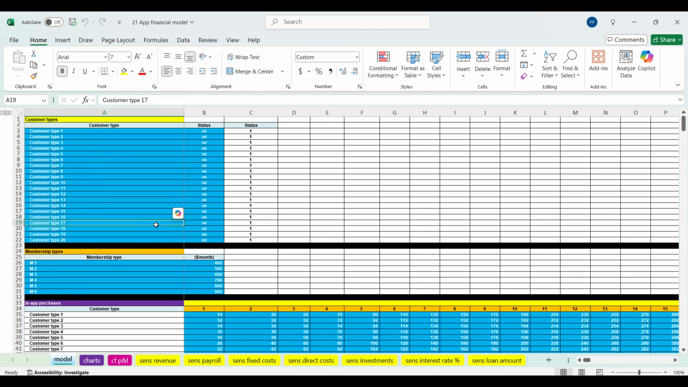So I hope you enjoyed this application financial model overview. We have more than several hundreds of different financial models. We will be overviewing them one by one.